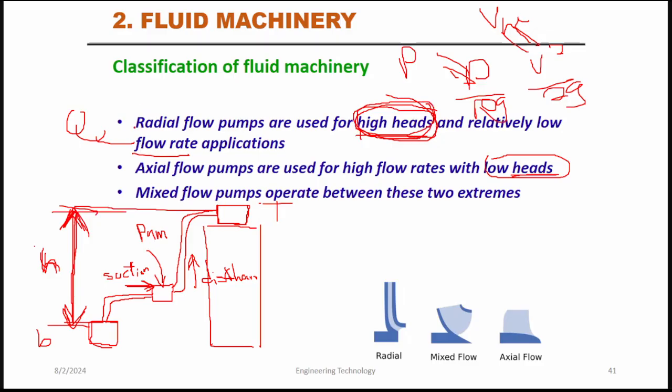If you use a radial impeller, then you can take high heads, high height. You can use a little bit larger height. Then with axial flow pumps, the height should be low. You can pump to minimum heights.